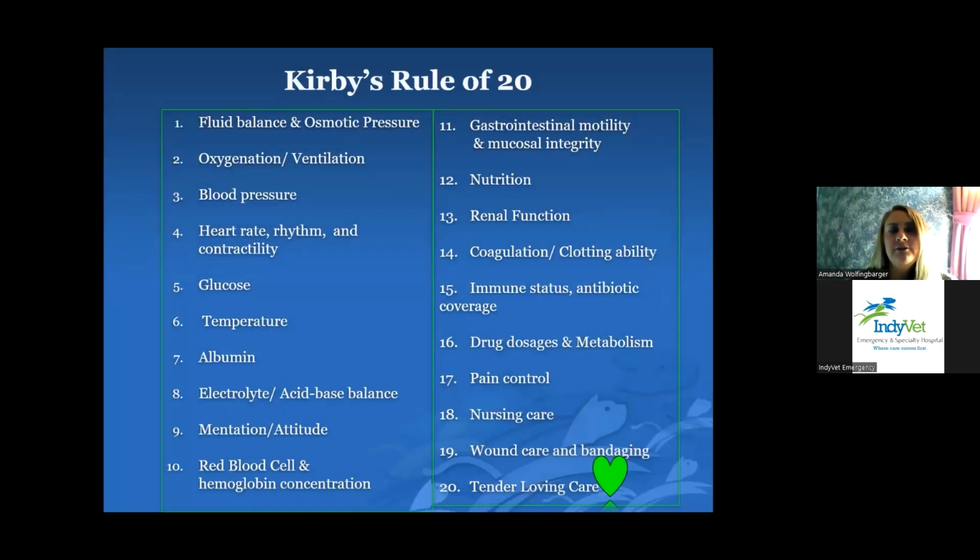And so I know this is a little daunting, but this is the 1 through 20, just the list version of Kirby's Rule of 20. And don't worry about memorizing this or writing it down. I myself couldn't go through these lists, 1 through 20, and name all these off right away. So I have the next slide.